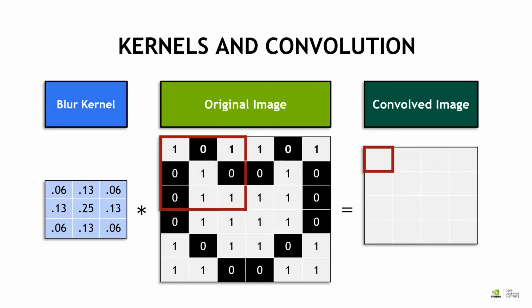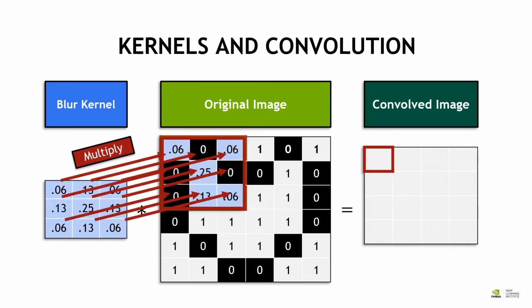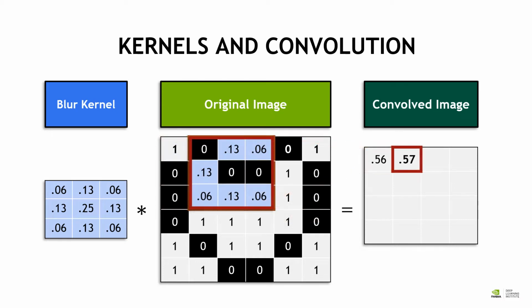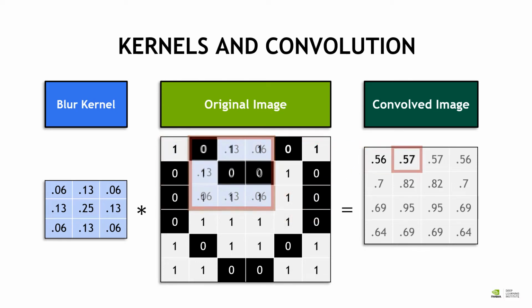We'll call the section that we're about to convolve, the red box here, the window. Notice how it has the same shape as our kernel. We're going to take our kernel and multiply each cell in the kernel with the respective cell in the window. We're then going to total the results of the multiplication. Next, we move the window over by 1, and we repeat the process until we've calculated the convolution for the whole image.